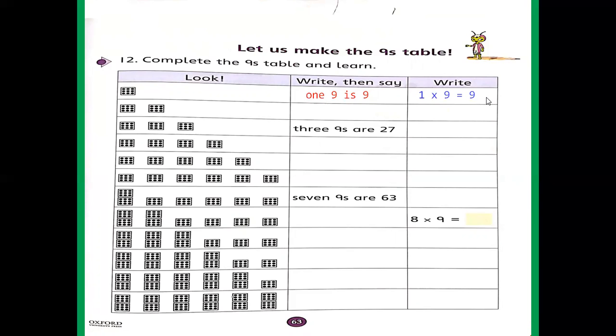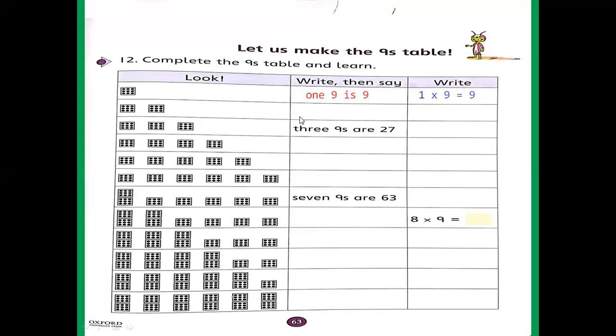1 9s are 9. In the table we write like this and read like this. 1 9 is 9. Actually, this is 1 multiplied by 9 equal to 9. So we read like this. 1 9 is 9. This is two boxes, and inside every box, 9 buttons.